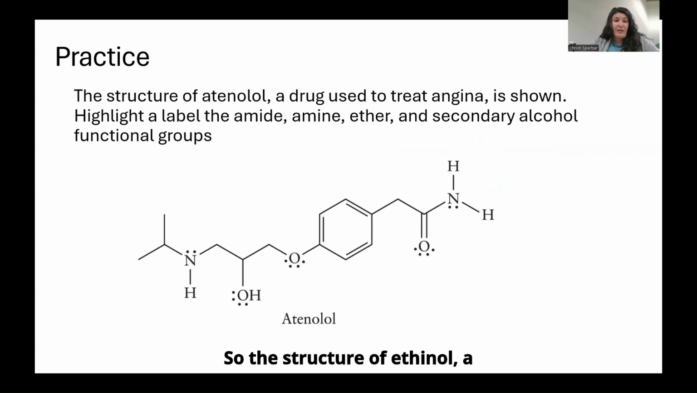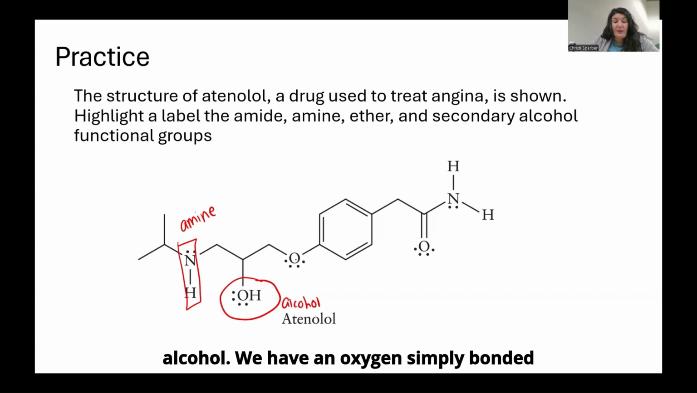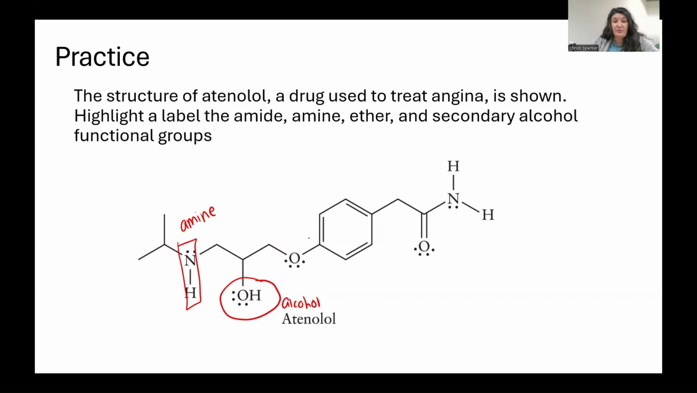So the structure of a drug used to treat angina is shown. Highlight and label the amide, amine, ether, and secondary alcohol functional groups. Go ahead and pause the video, and when you're ready, come back. Let's do it together. So we have an NH group. It's not bonded to any carbonyl carbons, so this is an amine. OH is an alcohol, and it's a secondary alcohol. We have an oxygen singly bonded to R groups. This is an ether.